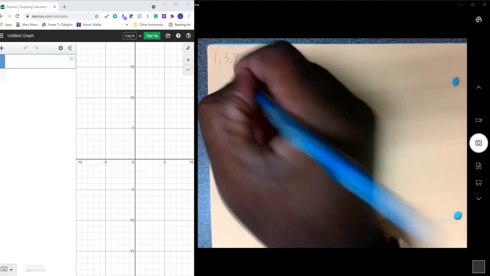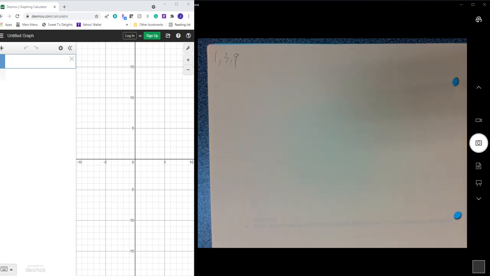Hello, class. We're about to start section 3.3 that starts on page 290, and we have problems 1 through 9 odd. So, with that being said, I am going to do problems 1, 3, and 9 from 3.3, and then we're also supposed to do 3.4, which is on page 302 to 304. Problems 1, 3, 5, and 6. So for that, I would do problems 1 and also 6.